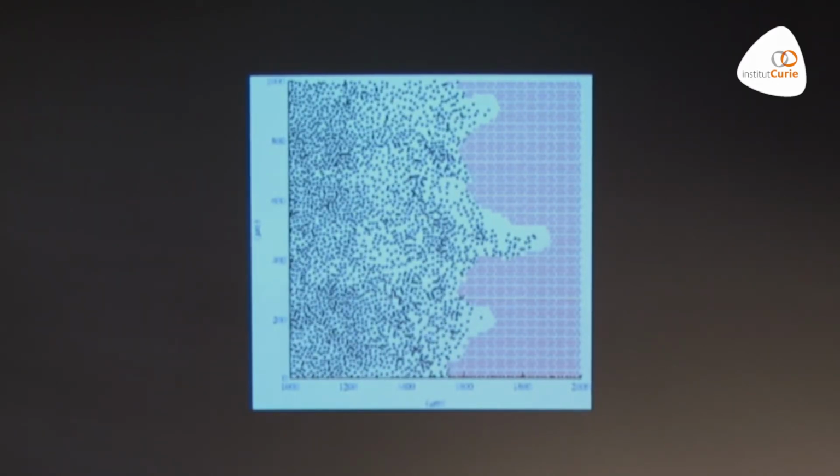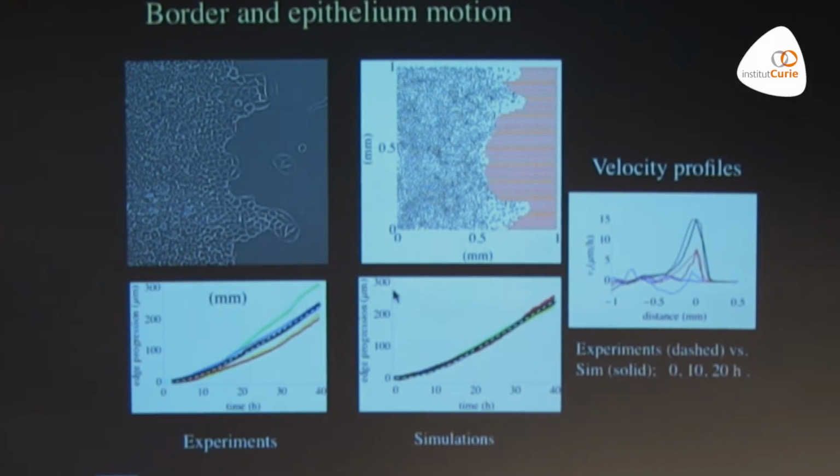So you see this invasion with these leaders. And now in the model, you also have this quadratic and then linear progression. And you have the velocity profile here. The profile is wider as time evolves.